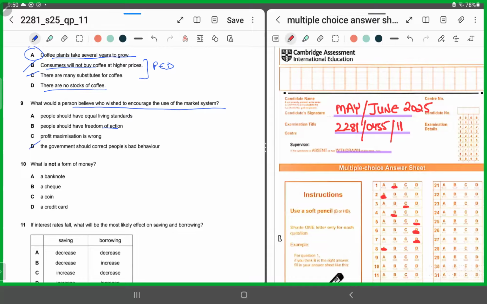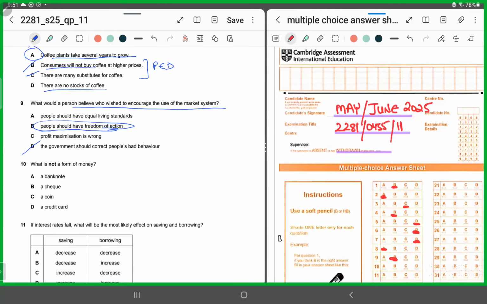It cannot be D, because if you're talking about market mechanism, if you're talking about market economy, you need to believe in consumer sovereignty, right? You need to believe that people should have freedom of action, right? So for MCQ number 9, B is the correct answer.